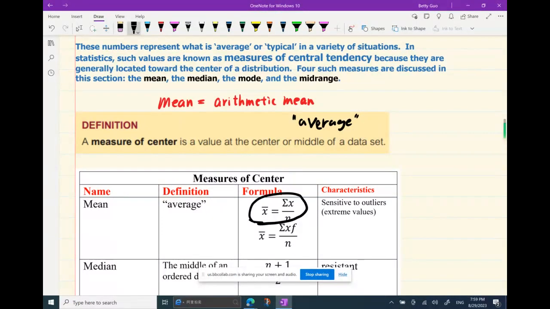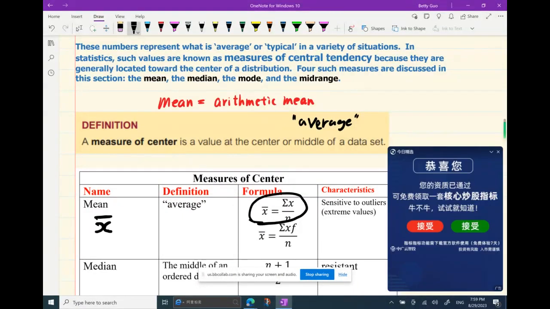Okay, so the notation for sample mean is x bar. Little lowercase x, and then you put a bar above it. That notation is the sample mean notation. And let me explain the formula. What does that mean?